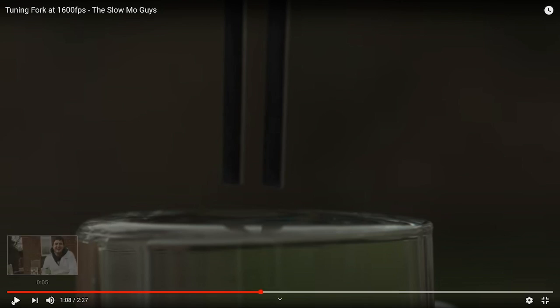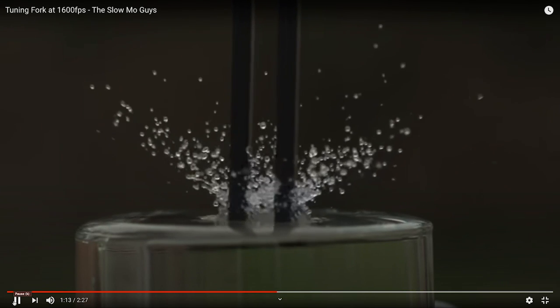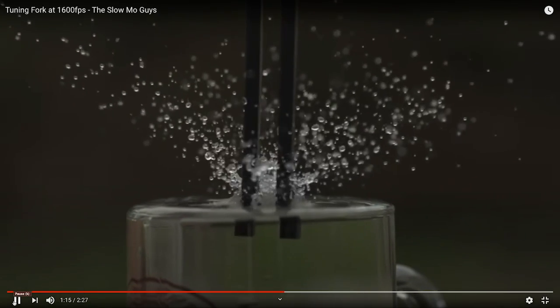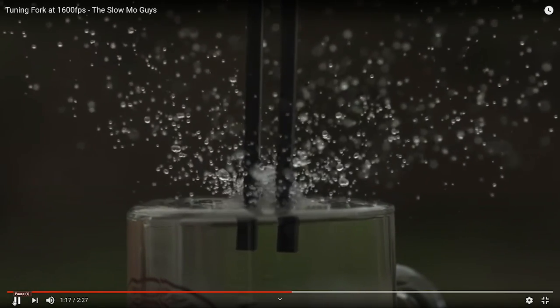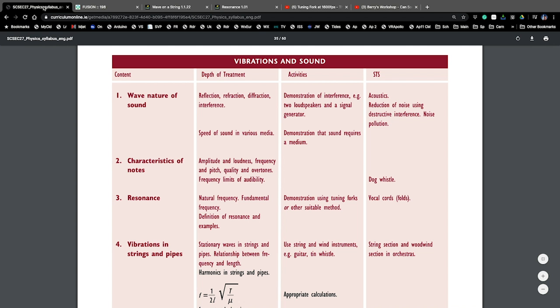If we look at that in slow motion, this is what we see. First of all, you will notice the tuning fork vibrating. And when it hits the water, it throws up the water. So that's what's happening. A tuning fork, which we know produces sound, is a vibrating object. So if we look back at the syllabus, we've shown that sound is created by vibrating objects.